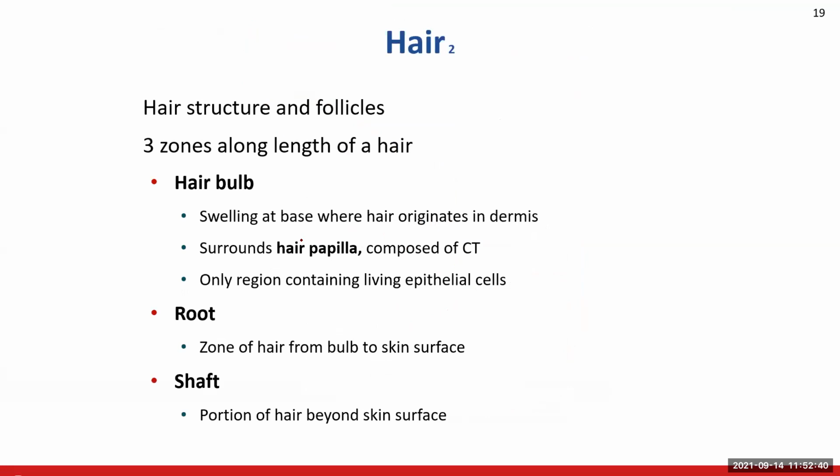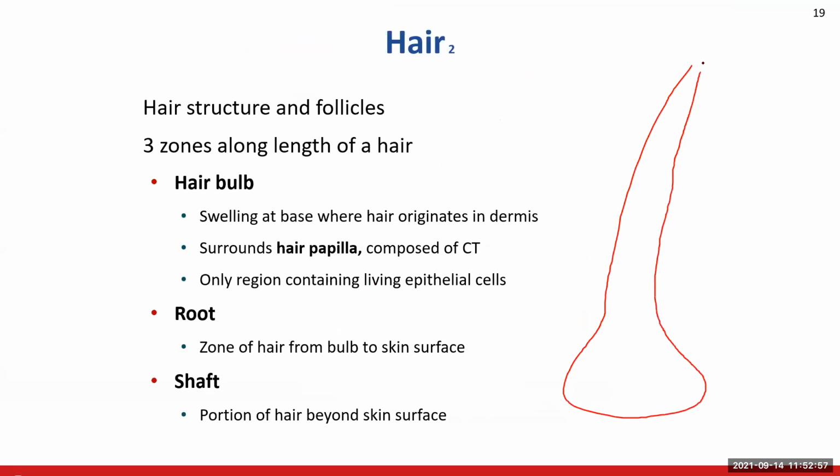All right, that's it for nails. Let's talk about the hair real fast. All right, so there's 3 zones to our hair: the bulb, the root, and the shaft. So at the base of the hair, here's our hair, you get a bulging here. Okay, so at the base of our hair where it kind of bulges out, that's the hair bulb right here. That's going to be found in the dermis. In some cases, it could be found even below the dermis here.